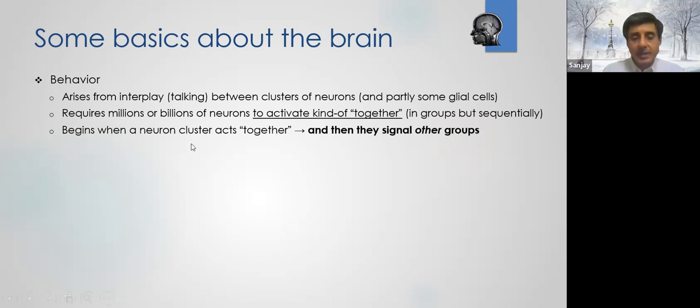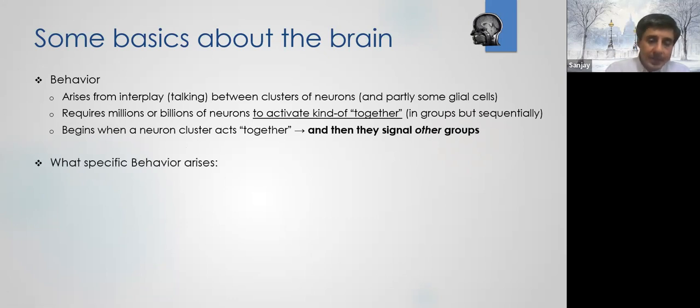But what's important is that the initial cluster that fires starts the behavior, but then that behavior requires other regions usually. I mean, unless it's a very simple behavior. A simple behavior might be localized only to one region, but most behaviors that we have are not that simple. And they do activate other regions within our brain. So that's very important, that those other regions get signaled and activated. So what specific behavior arises?